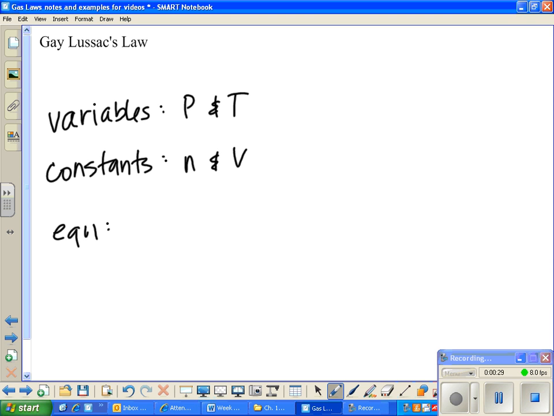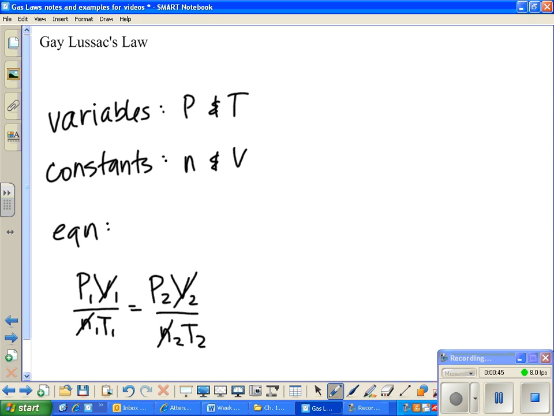So our equation, based off the original, P1 V1 over N1 T1 equals P2 times V2 over N2 T2. If N and V are constant, they're the same on each side, so they don't factor into this. So our equation for Gay-Lussac's law would be the initial pressure over the initial temperature equals the final pressure over the final temperature.